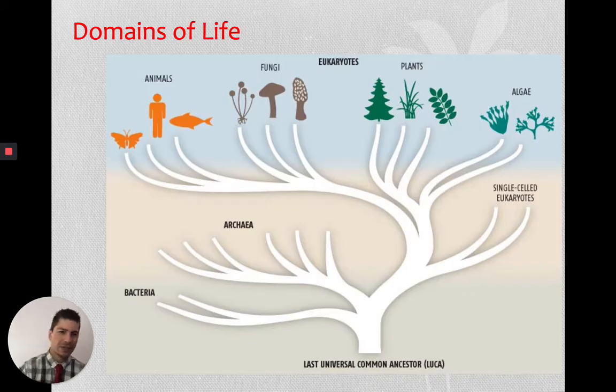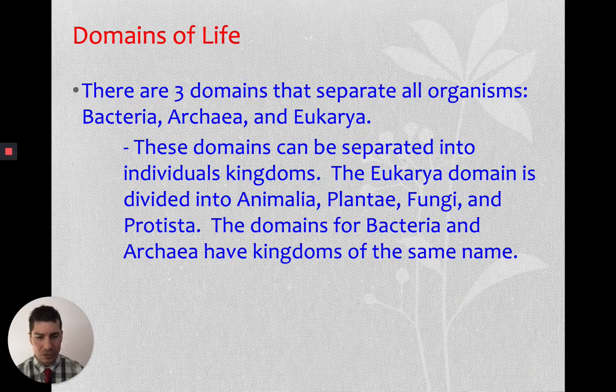Your book then goes into domains of life. I'm not going to dwell on this. There's 3 domains of life, guys. There's bacteria down here. There's archaea, and then up here, eukaryotes, or you'll see the book use the word eukarya, all right? So these are the 3 domains. And what a domain is, is just a really broad group. And eukarya, archaea, and bacteria are 3 groups that separate every single living species.